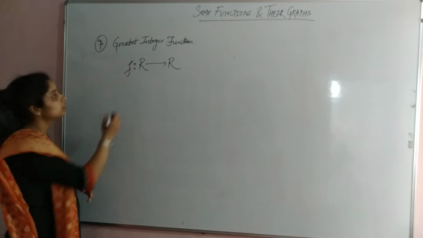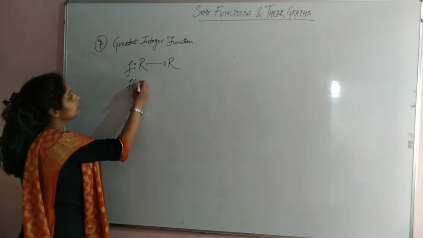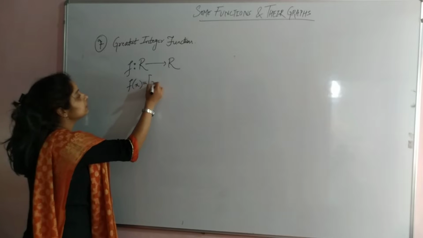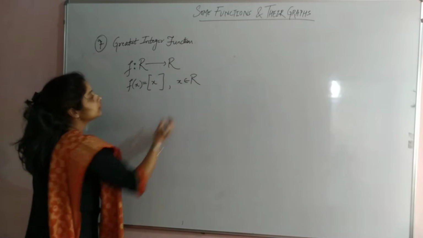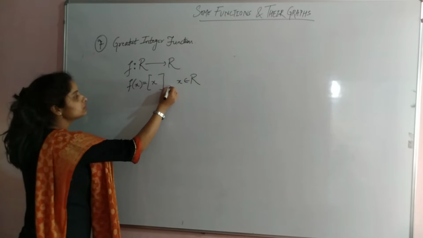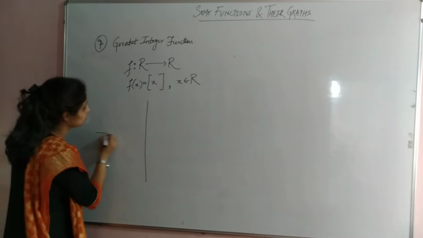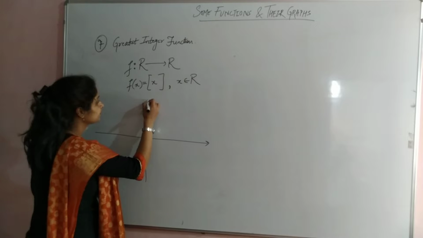...set of real numbers, and it is defined as f(x) equals the greatest integer function of x, for all x belonging to the set of all real numbers. So how is this defined? Let us first draw the graph of this function.